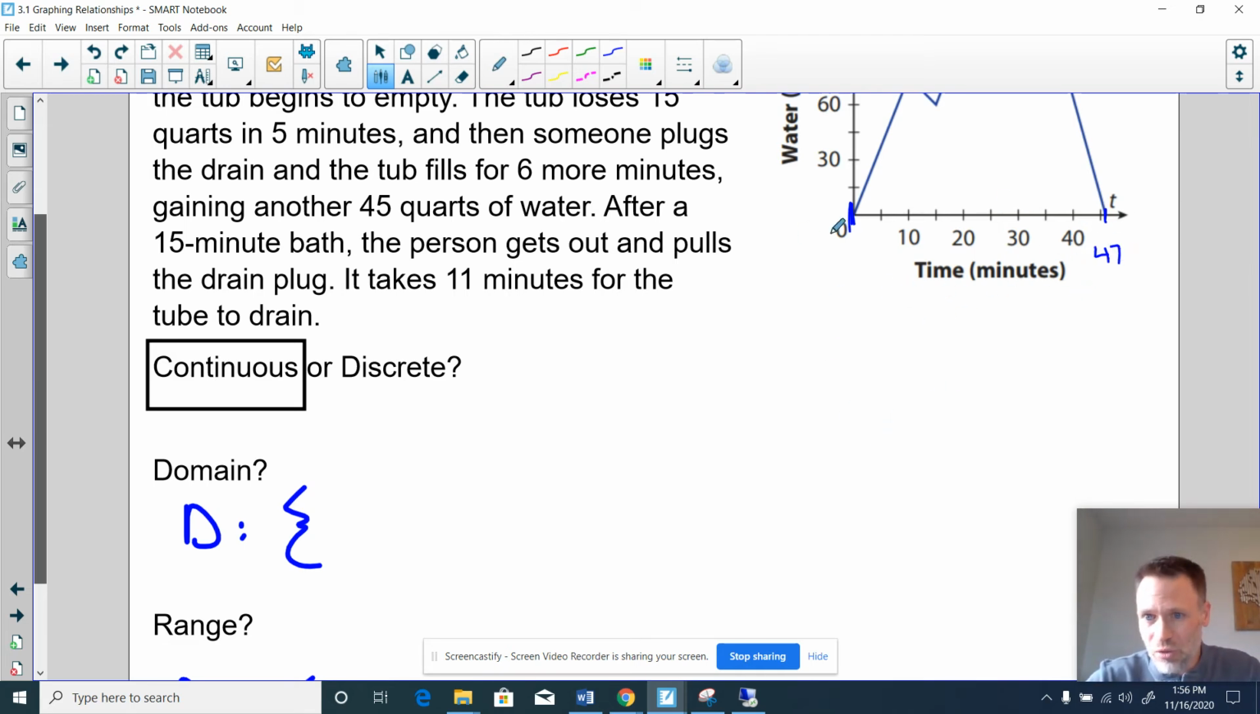And if it goes from 0 to 47 minutes, then we have to include all that time in between. So what we say is that the value of X is going to be less than or equal to that 47 minutes, okay? But it's got to be greater than or equal to 0 minutes, right? Because there is a time 0 where there is no water in the tub, okay? So that would be our domain here, okay?